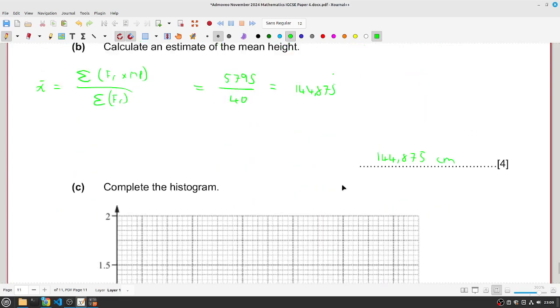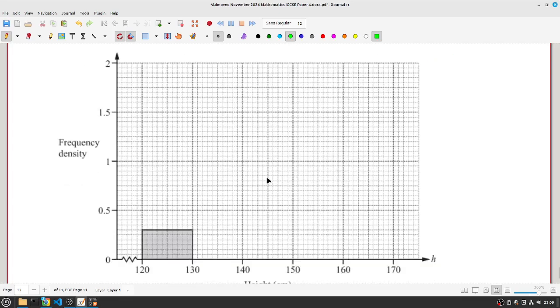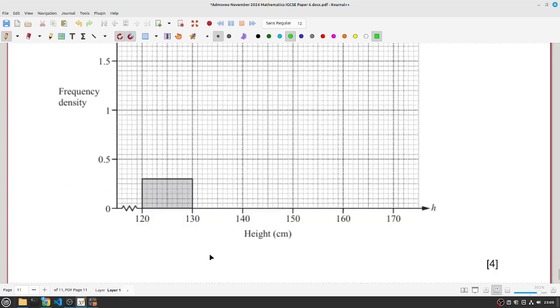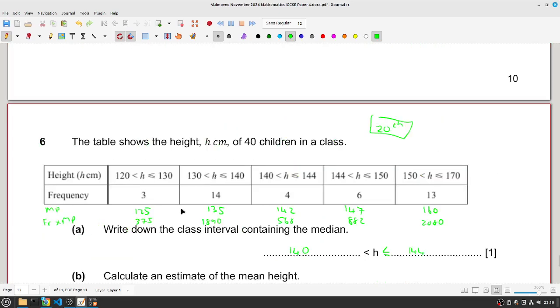Okay, complete the histogram. A histogram has frequency density on one side and the actual height on the other, and the frequency itself will be the area of the shape. Let's test this. Sometimes there can be a scale factor as well, but I don't think in this case. The area of this rectangle is 10 times 6 blocks of 0.05, so 0.3. 0.3 times 10 is 3, and that works.